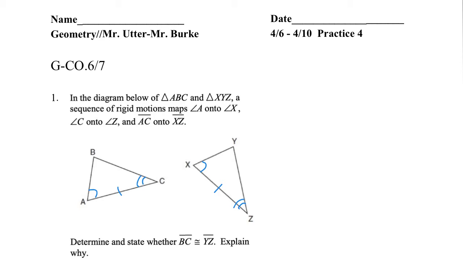And therefore BC is congruent to YZ because of CPCTC, corresponding parts of congruent triangles are congruent. CPCTC. Boom. There we go. This guy is congruent to that guy. All right.